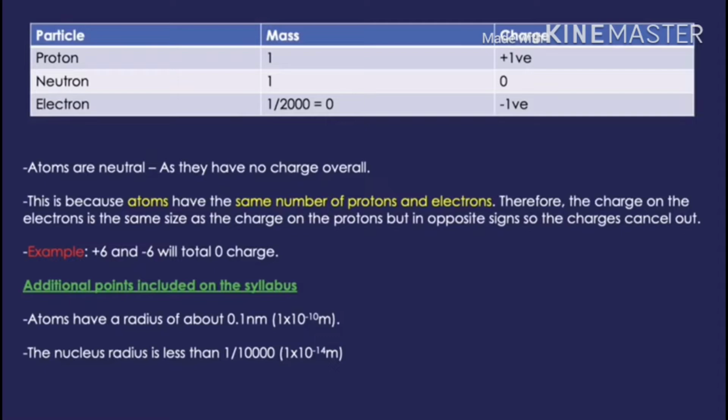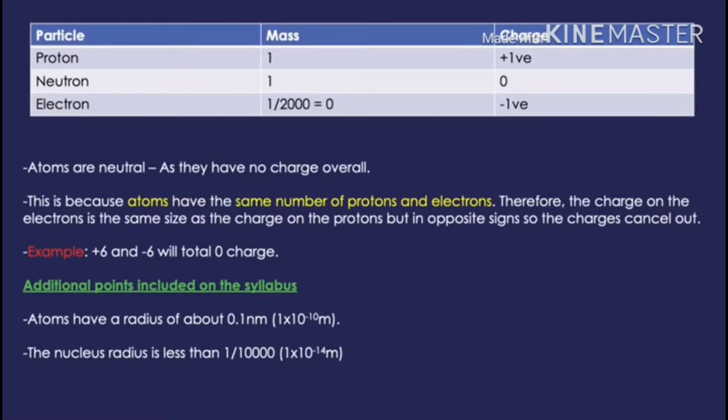Atoms have an overall charge of 0, and this is because an atom will always have the same number of protons as the same number of electrons. Now, protons are positively charged, electrons are negatively charged, therefore they will cancel each other out. For example, if it has 6 protons, it will have 6 electrons and give an overall charge of 0.